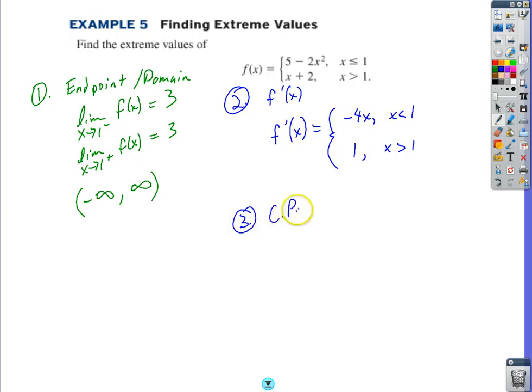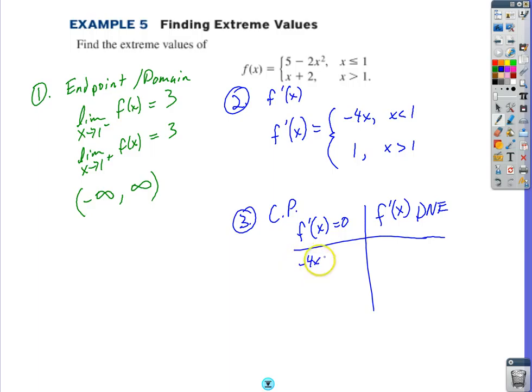Okay, we got to find the critical points. Again, for f prime of x equals 0, and for f prime of x does not exist. So again, where does f prime of x equal 0? So I got to check both pieces to find out where it's 0. So I set both pieces equal to 0. I find out that's when x equals 0, and I have to ask myself, is that in my domain? Yes. Is that in the domain for that piece of my derivative? Yes. So that is a critical point. Next one I check, can 1 ever equal 0? No, that's never going to happen, so I don't have one.